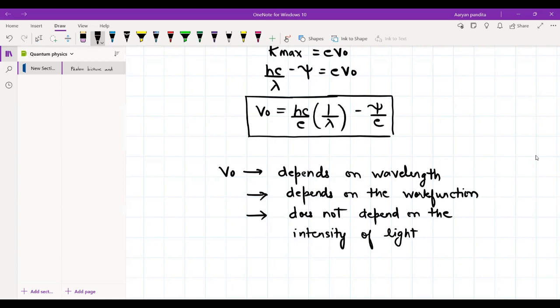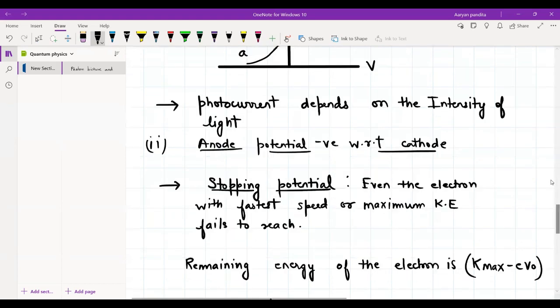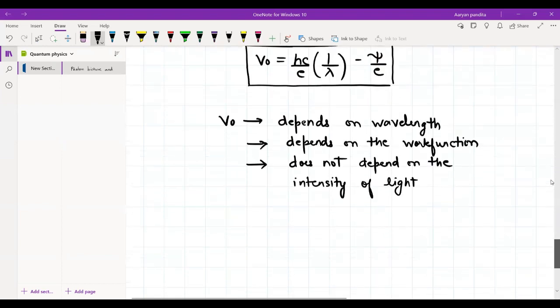And from this particular expression, star, we know that this stopping potential is related to the kinetic energy, because the maximum kinetic energy is equal to eV naught. So therefore this stopping potential is related to the kinetic energy, and therefore we can say that even kinetic energy does not depend on the intensity of light. Very, very important. It is often asked in the exams: is kinetic energy dependent on the intensity of light? The answer is a strict no.